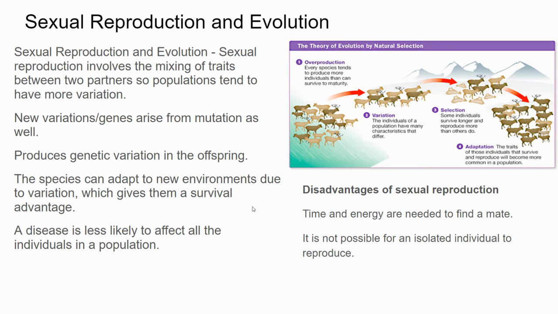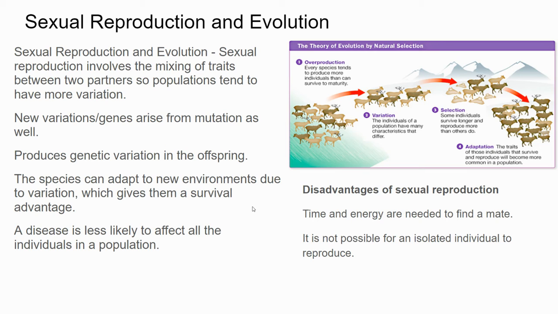Okay. Now, really, there's 2 types of reproduction, sexual and asexual. Sexual reproduction involves mixing of traits between 2 partners. So populations here tend to have more variation. These new variations can arise from mutations as well. Each subsequent generation produces new genetic variation in offspring. The species can adapt to new environments due to variation, as long as they have a survival advantage. Okay.